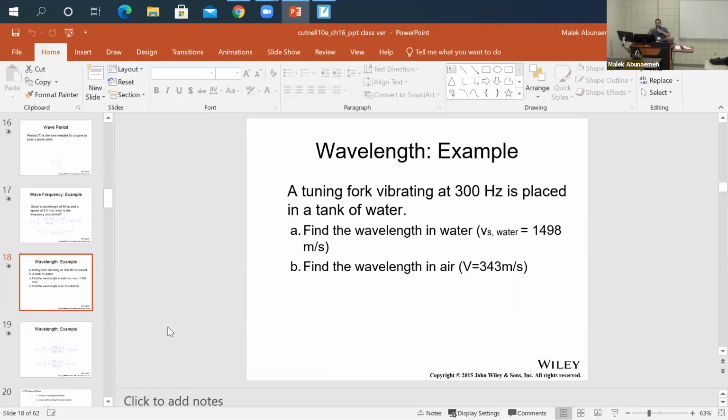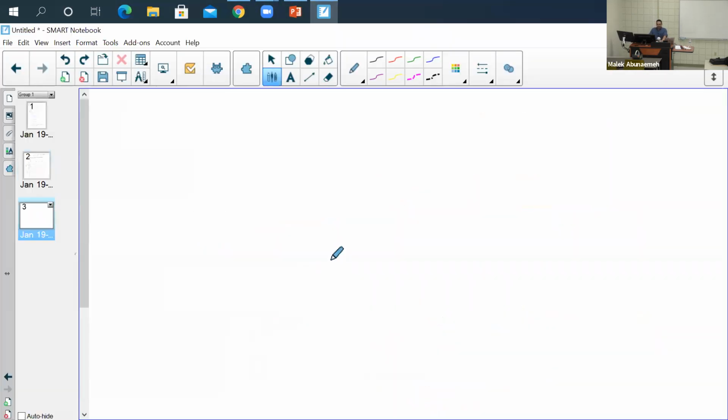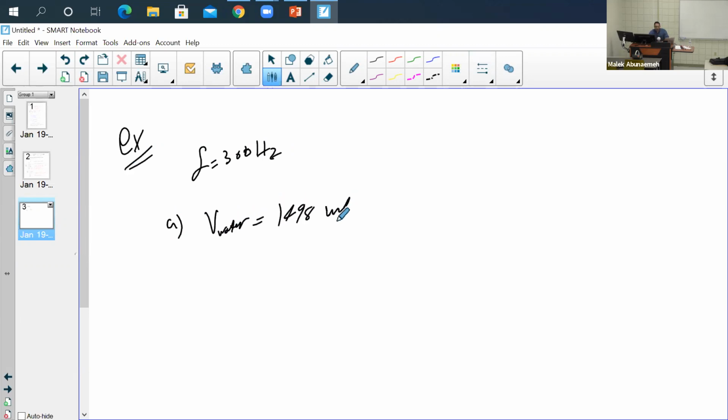Let's say you got a tuning fork vibrating at 300 hertz placed in a tank of water. Find the wavelengths in the water and find the wavelengths in the air. So your frequency is 300 hertz. For part A, your velocity in water equals 1498 meters per second. And for part B, this time your velocity in air is 343 meters per second. In both cases, we need to find your lambda in water and your lambda in air.